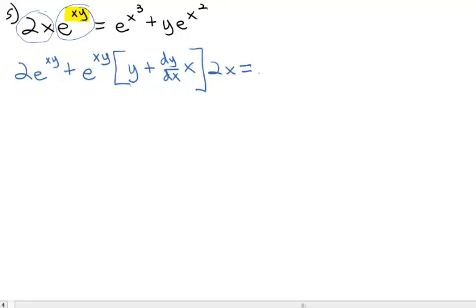That's just the left side. We move to the right side. The right side of e to the x cubed is e to the x cubed times the derivative of the guts, which is 3x squared. Plus, we have another product.